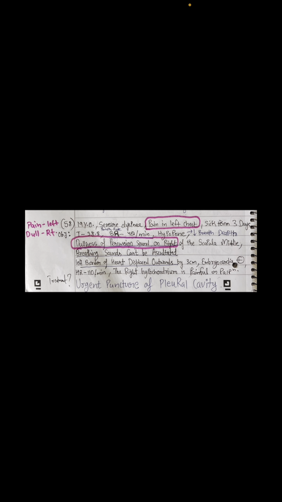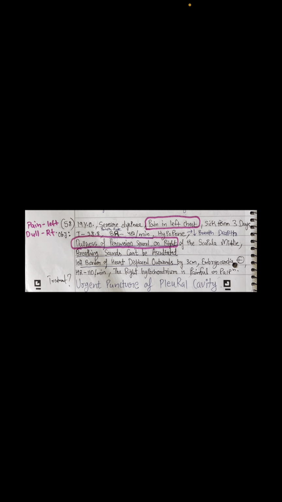The question says dullness on percussion on the right. On the right side there is dullness because there is liquid, and breathing sounds can't be auscultated because the lung would probably have collapsed. There will be no breathing sound because there is too much fluid filled in the pleural cavity. The left border of the heart is displaced outwards because there is too much fluid, causing some sort of congestion. So the heart is trying to adjust its position, trying to save itself from the congestion.